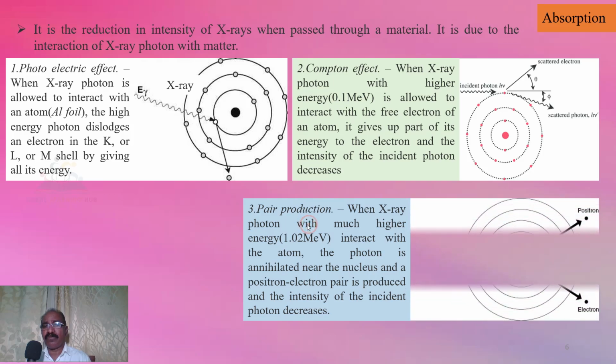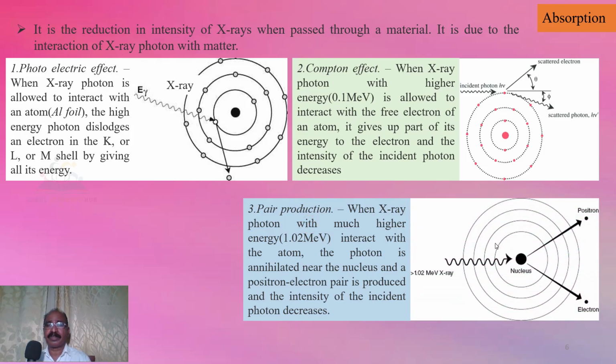And if you go for the pair production, an X-ray with much higher energy, which is of the order of 1.02 mega electron volt, will interact with the nucleus itself and it will be annihilated. The nucleus absorbs completely the incoming photon and new matter is produced as positron and electron. Therefore, this is a beautiful example of energy converted into matter.